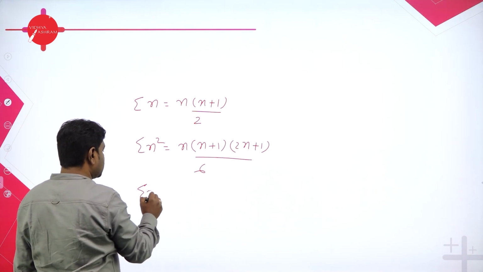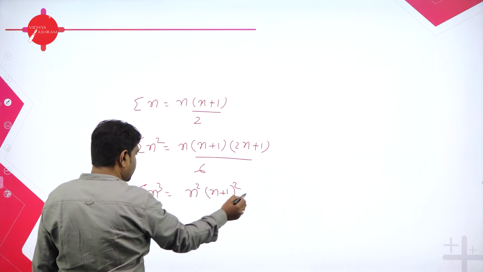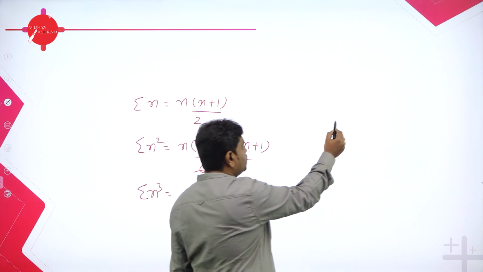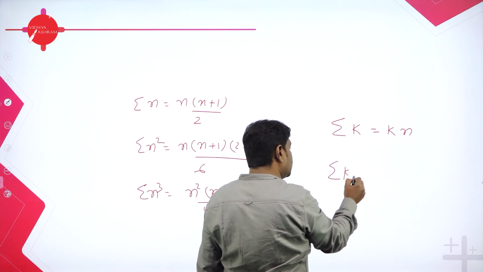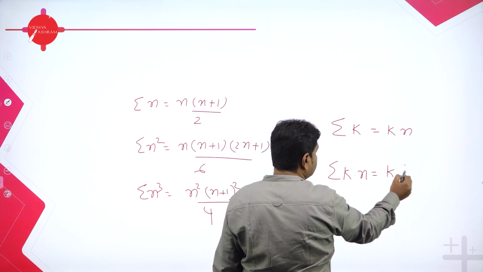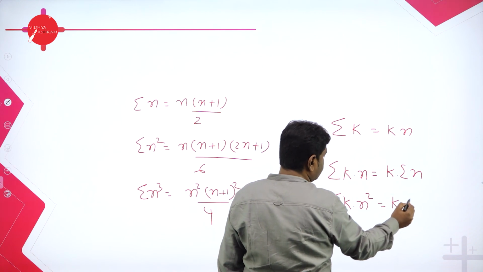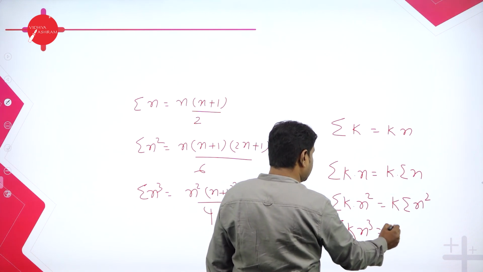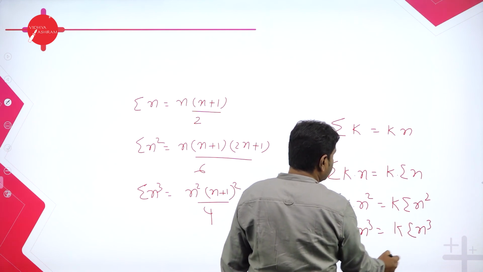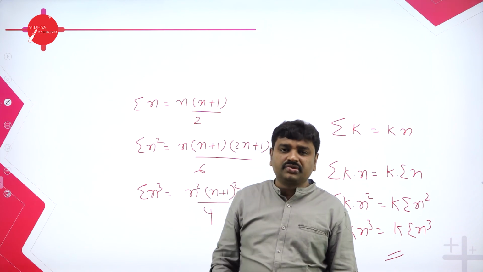And sigma n cube, what is sigma n cube? N square into n plus 1 the whole square by 4. And very interesting, sigma constant is constant into n. If you have constant into n, you can take the constant outside and apply sigma n. If you have constant into n square, again take the constant outside and apply sigma for n square. Or if you have constant into n cube, again take the constant out and apply sigma for n cube. And to compress the given term, we use the general term in AP.